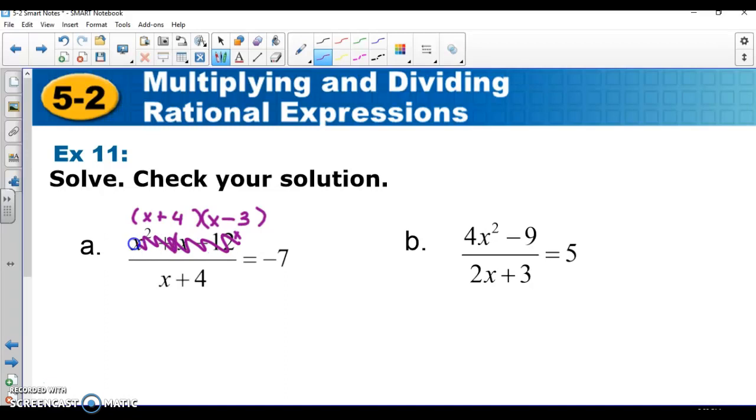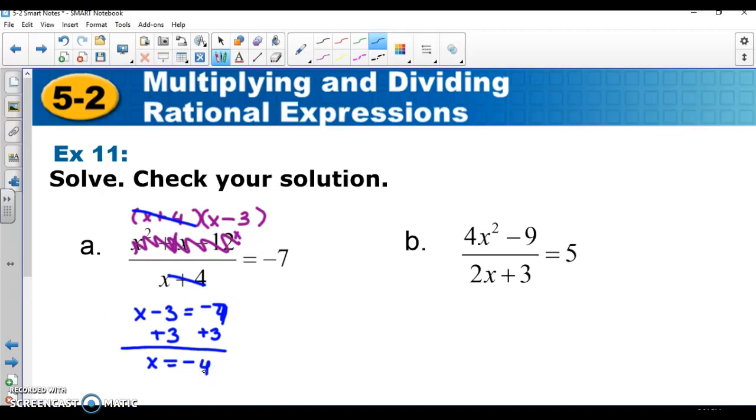Once we factor, we can see that we have an x plus 4 in our numerator, x plus 4 in our denominator. They're actually going to cancel each other out. When they cancel, that's just going to leave us with x minus 3 equals -7. From here, I'm going to add 3 to the other side, and that's going to give me x equals -4.